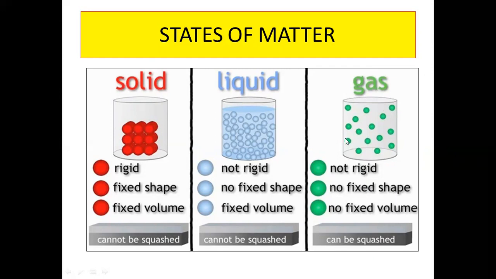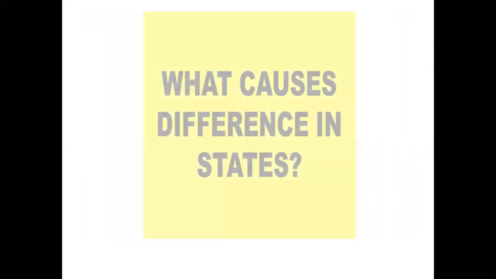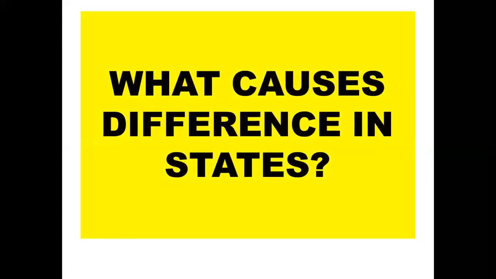So that was a brief introduction to the states of matter. By this, my dear students, you might have understood what a solid, liquid, and gas is, and how the arrangement of molecules is in the three states of matter. Seeing further, now, what is the reason that is causing the difference in the states of matter? What is the cause? Why is there a difference in the states of matter?